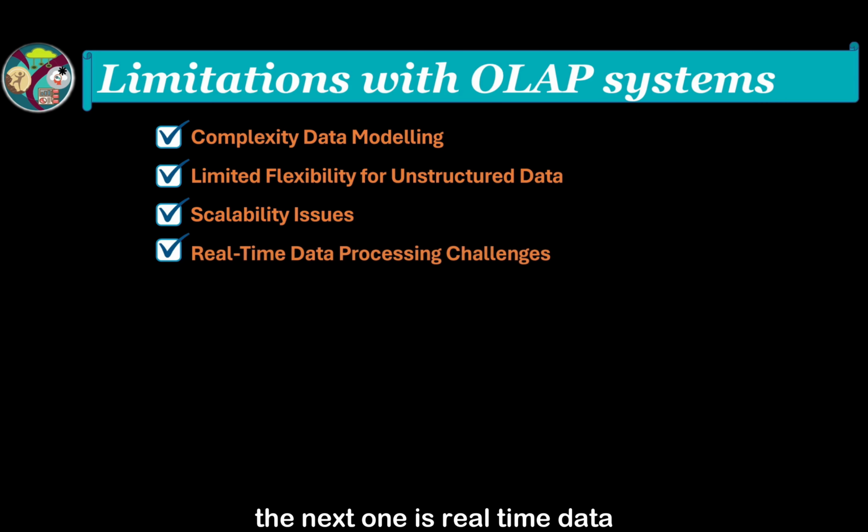The next one is real-time data processing challenges. OLAP systems are optimized for batch processing and historical data analysis, which makes them less suited for real-time analytics. So real-time data processing is not up to the mark in OLAP systems; they depend mostly on historical data, which we bring in the form of batch processing. Batch processing means daily, weekly, monthly, or quarterly, we bring this data into a data warehouse or any OLAP system, and we do the historical data analysis.